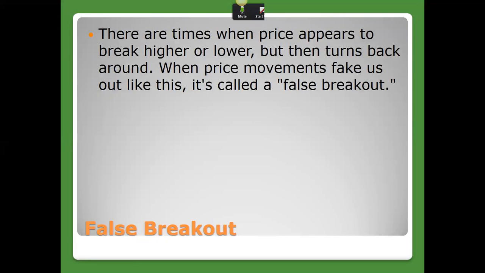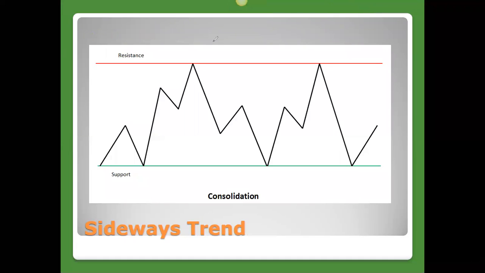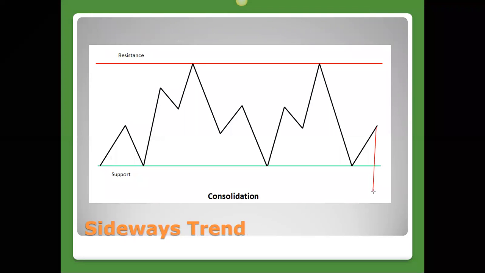So what is a false breakout? A false breakout is when the price appears to break higher or lower, and then turns around. In our example here, if price breaks down here and then goes back up, we see this a lot. Price will break down and look like it's going to go lower, but then quickly turns around and goes up.